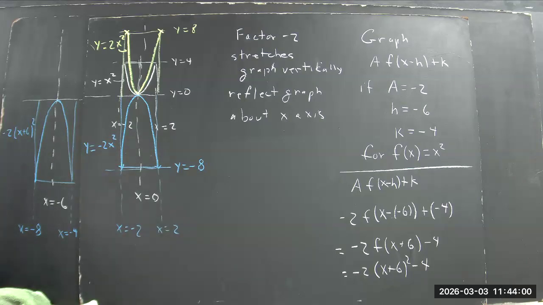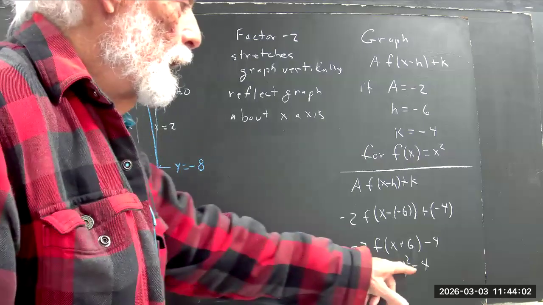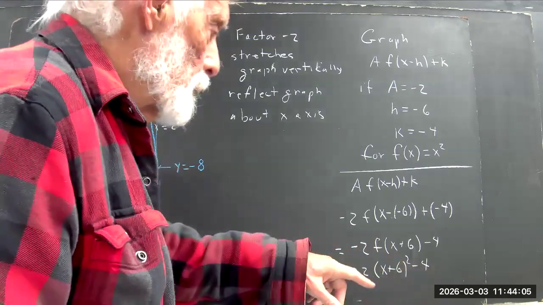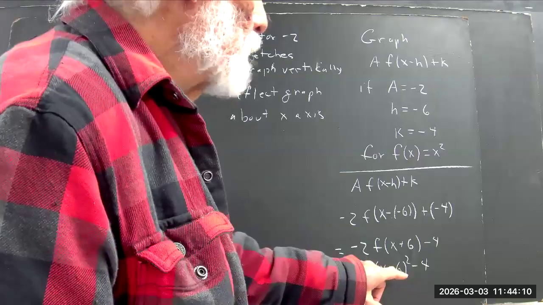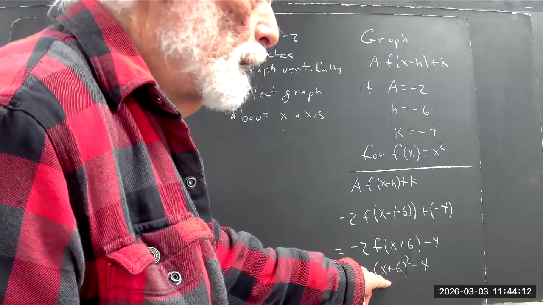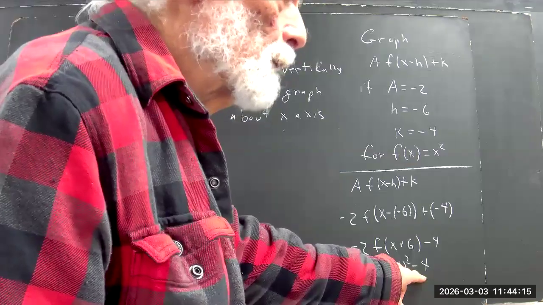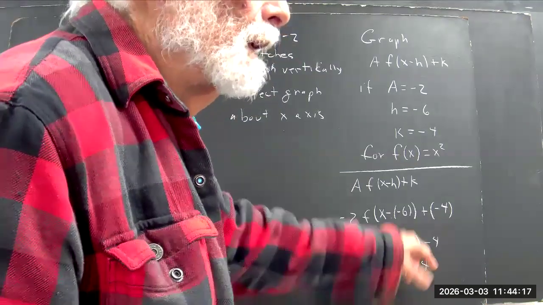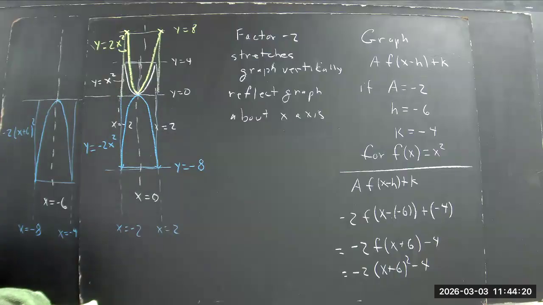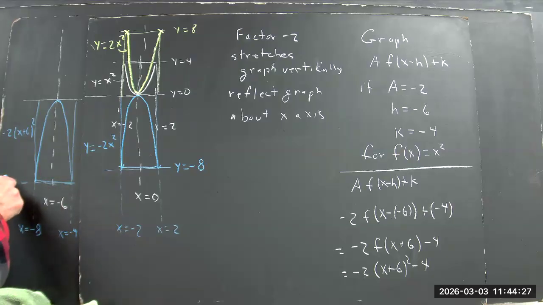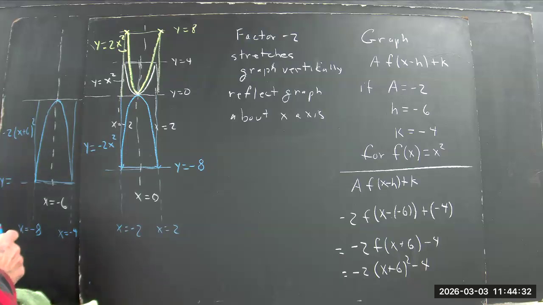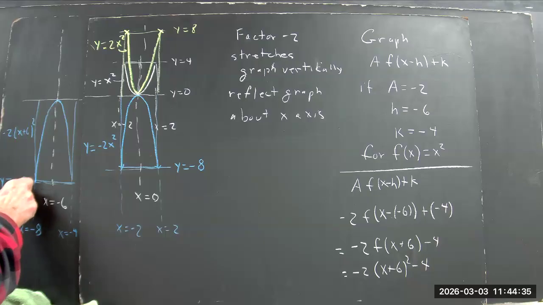Now, I have only one transformation to go. I've got to take care of this -4. Well, the -4 here means every point that you would get on the -2 times x plus 6 squared graph, we've got to subtract 4 from the y coordinate. Subtracting 4 from the y coordinate just lowers the graph 4 units. Now remember that the lower edge of the graph I've just drawn is at y equals -8.